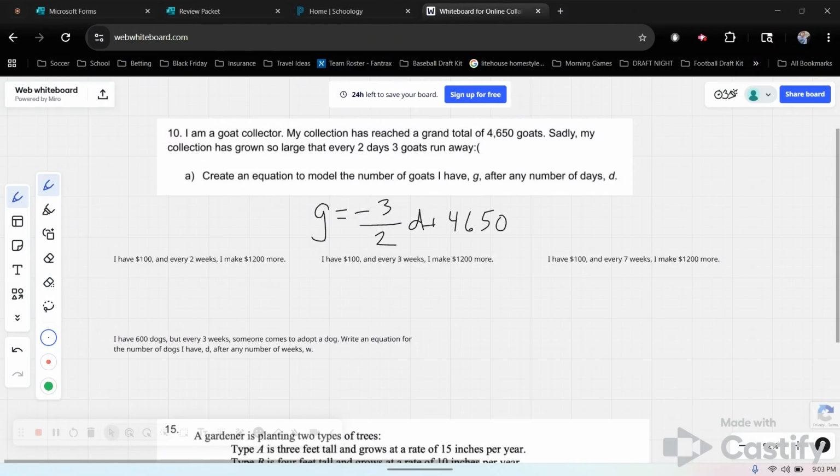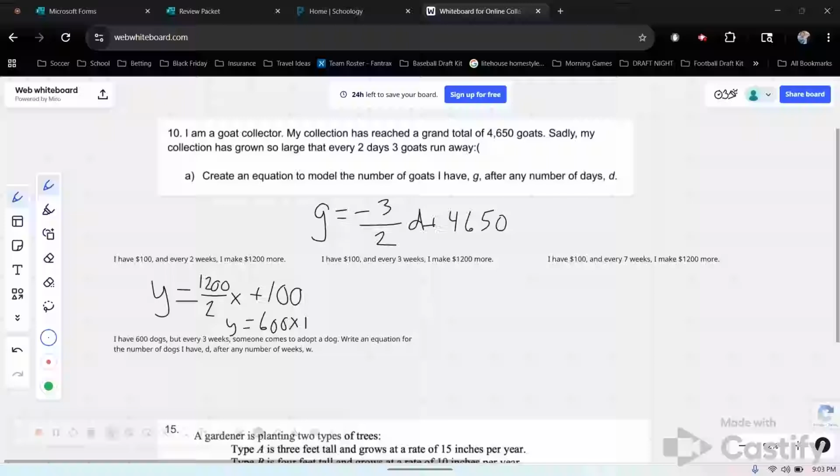So at a basic level, if I have $300, let's just use y equals for my amount of money and plus 100 for my starting value. If I make $1,200 every 2 weeks, how much is that every week? Well, that's $600 a week because $1,200 every 2 weeks could be simplified down to $600 a week.